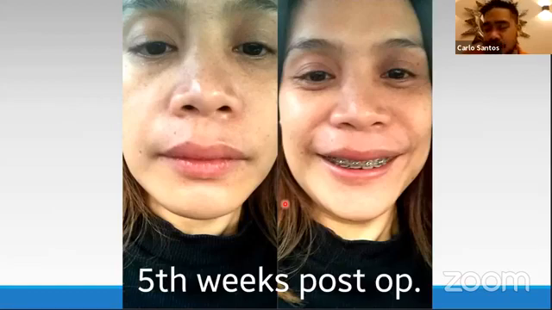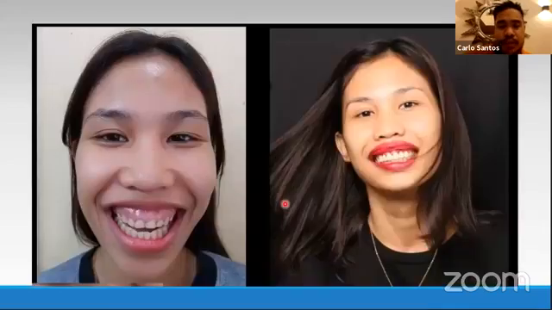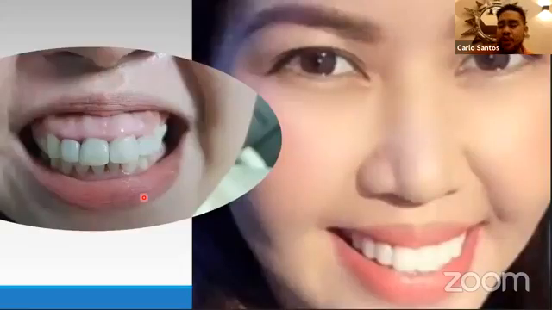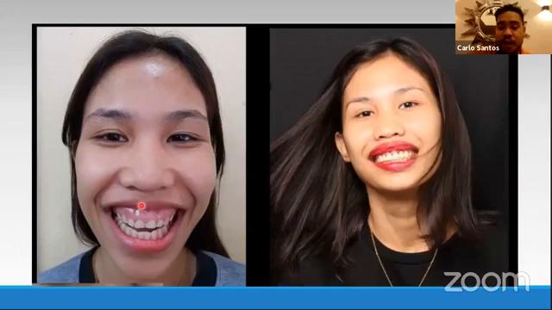it's actually a good side effect. Notice that all of the patients prior to everything had thin upper lips. For some reason, when you do lip repositioning, the upper lip thickens. So of course, the female patients love this. Notice here, thin lips prior, and then thick lips with red luscious lipstick after.